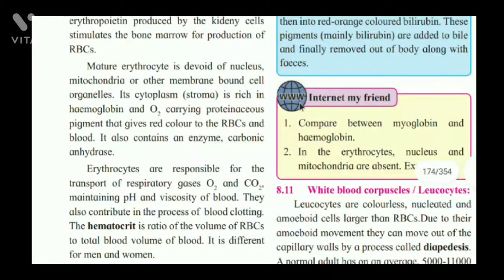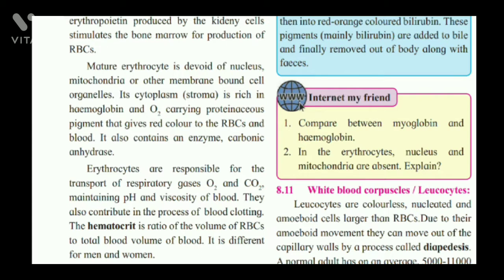Mature erythrocyte is devoid of nucleus, mitochondria or other membrane bound cell organelles. Its cytoplasm, that is stroma, is rich in hemoglobin, an O2 carrying proteinaceous pigment that gives red color to the RBCs and blood. It also contains an enzyme carbonic anhydrase. Erythrocytes are responsible for the transport of respiratory gases, O2 and CO2, and maintaining pH and viscosity of blood. They also contribute in the process of blood clotting.